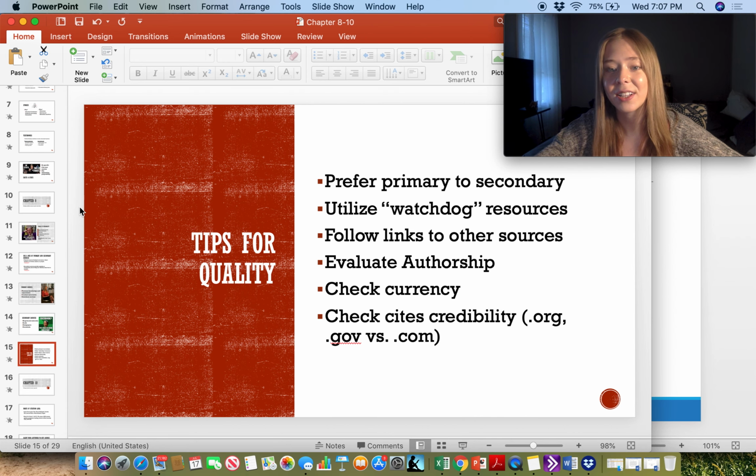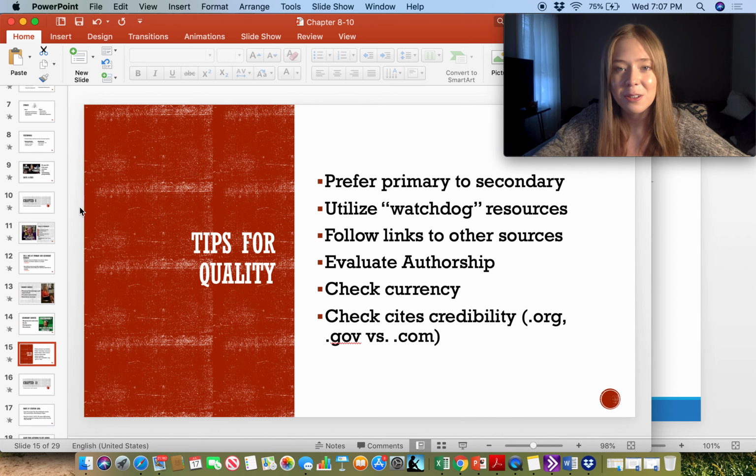And then last, you can check the site's credibility. So .org and .gov are usually more credible than a .com source. Obviously, .com sources can still be credible and reliable, but .org sources have to be established to a certain degree to obtain a .org status, such as NASA, that's .gov, right? So things like that, you can check and make sure it's from a reliable source that way as well.